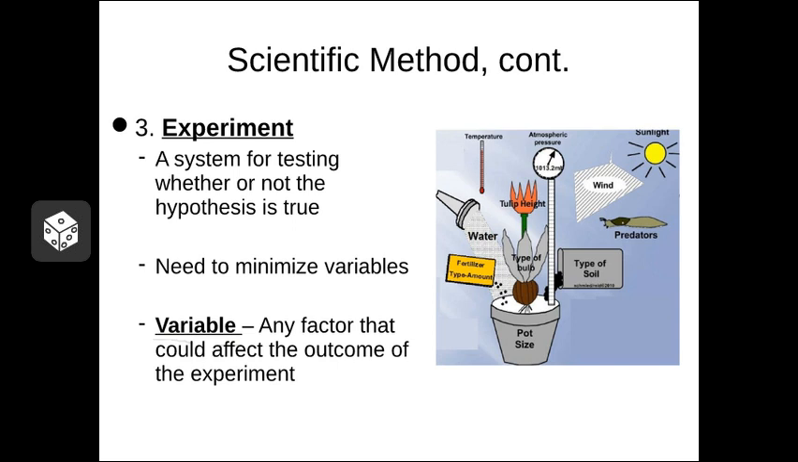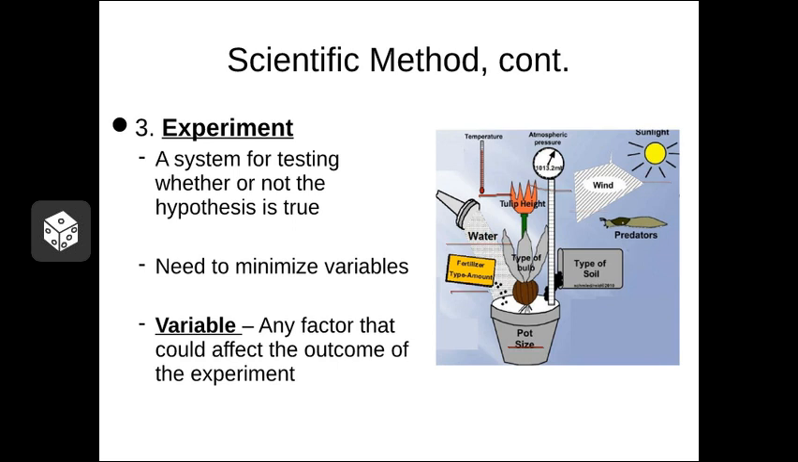For instance, with a plant experiment, you can have all of these other variables going on. You can have predators such as slugs nibbling on your plant, the wind, the amount of sunlight, the temperature and the pressure, the amount of water that you're giving it, the type of fertilizer you're giving it. All of these things, even the soil, can affect how that plant grows.